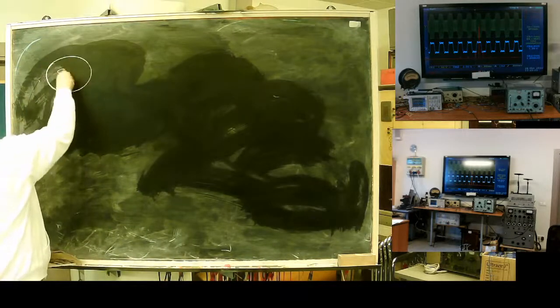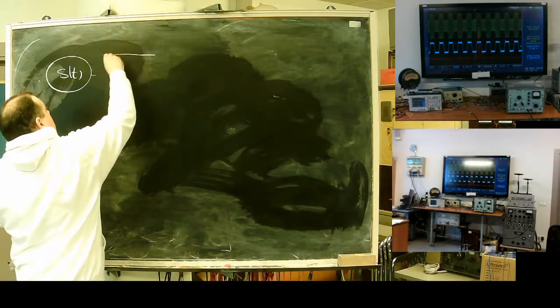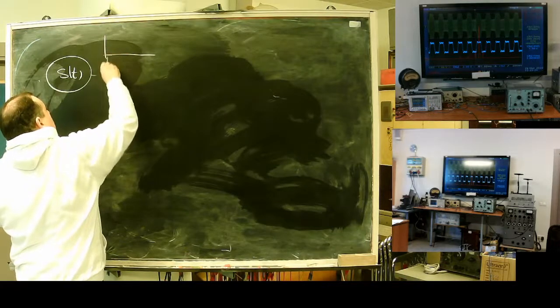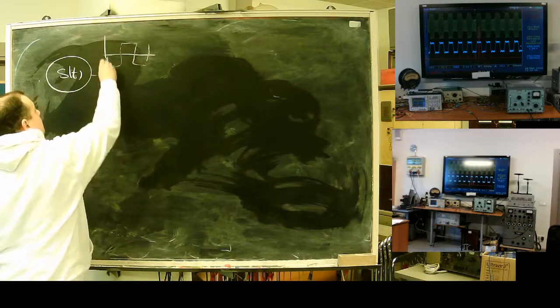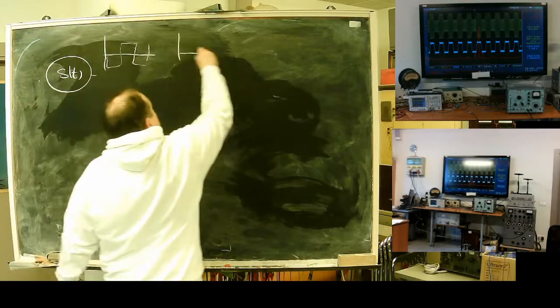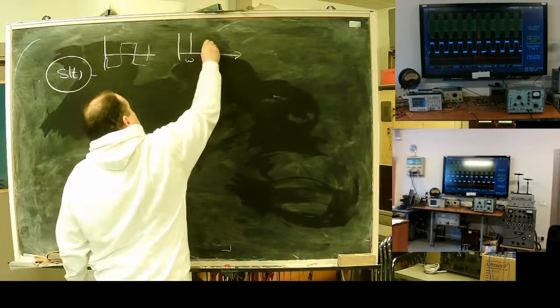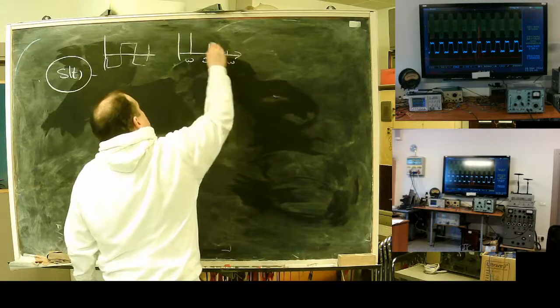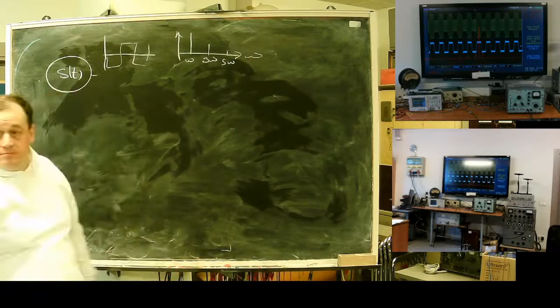I have my signal as, let's say, rectangles in frequency space: omega, triple omega, fifth omegas. Yes?